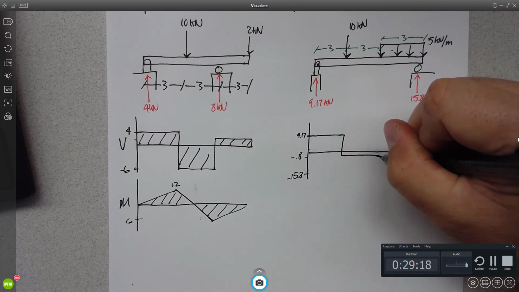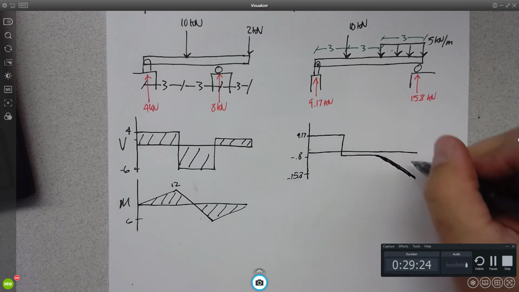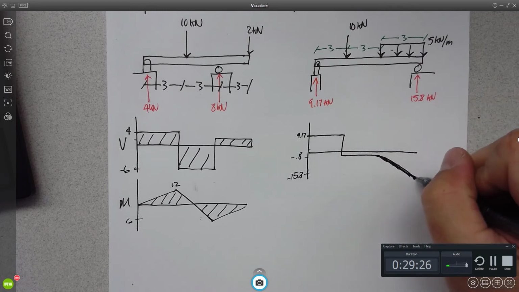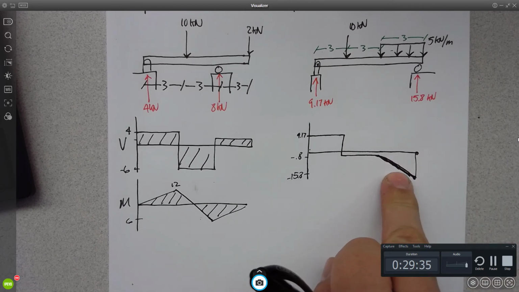It's a little bit of a curve. I'm going to fix it by making it fatter. And then I jump up 15.8. That line right there is a straight line.